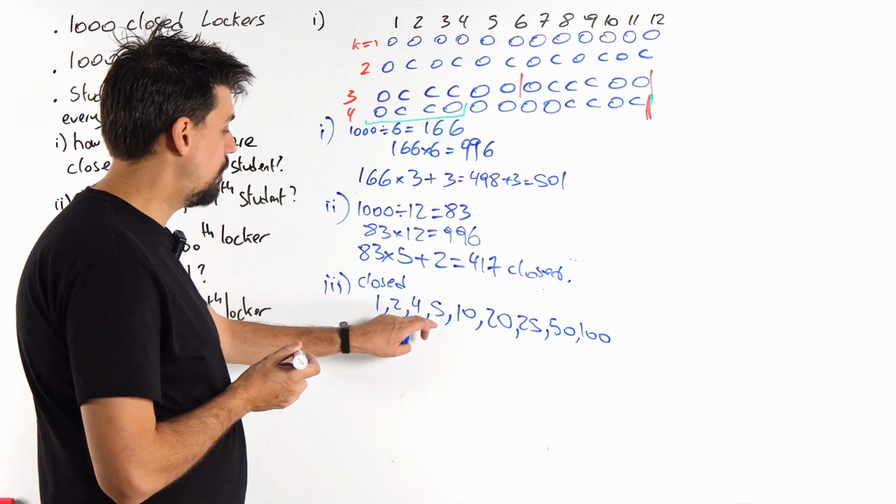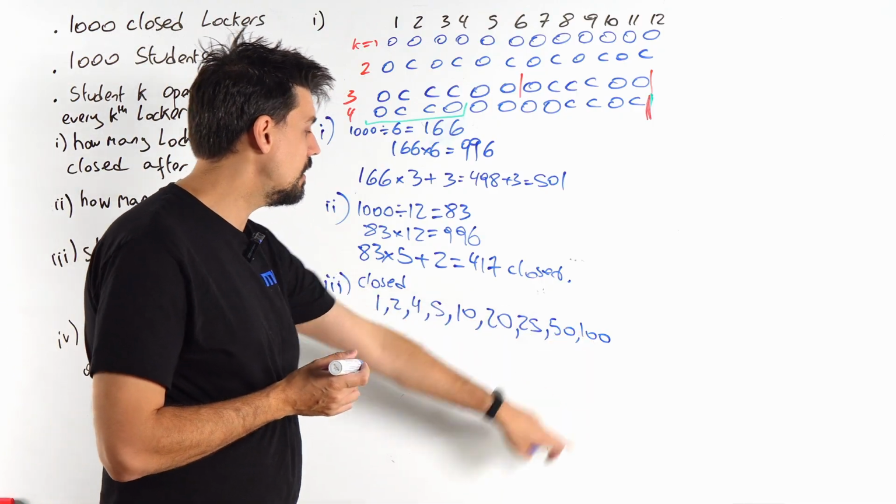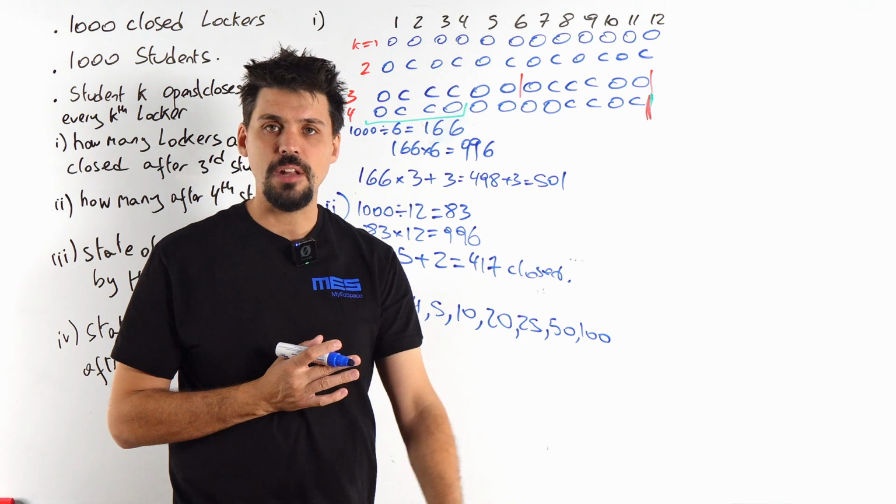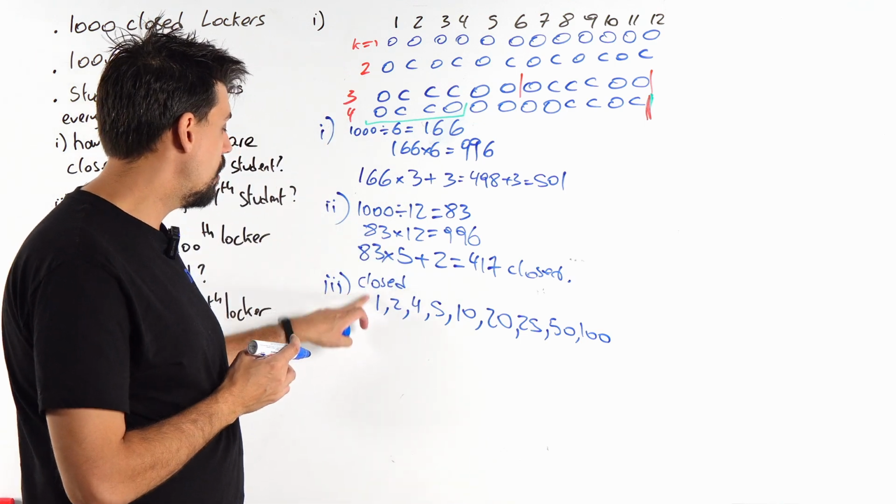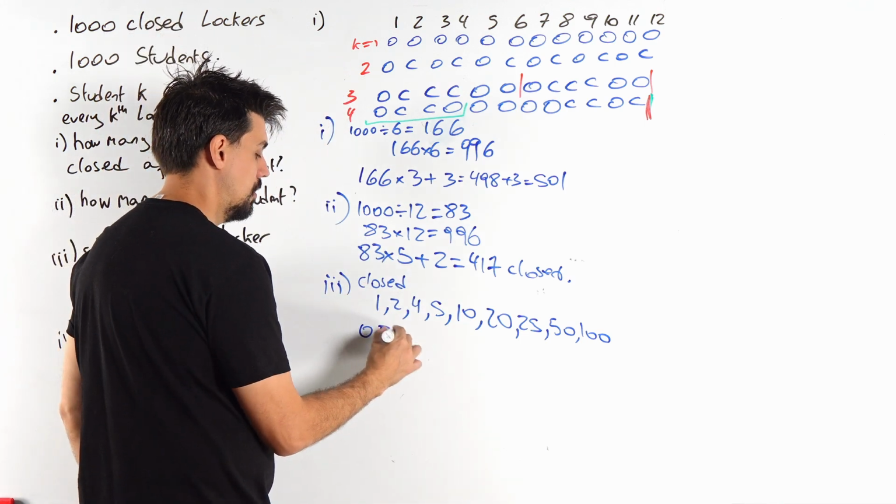So 1, 2, 3, 4, 5, 6, 7, 8, 9. It will get opened and shut 9 times, so it will end up open.